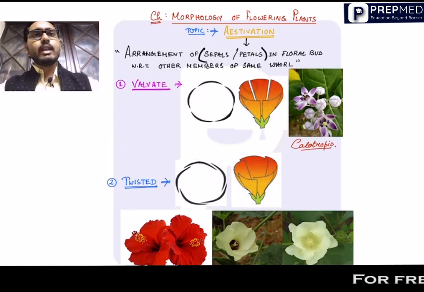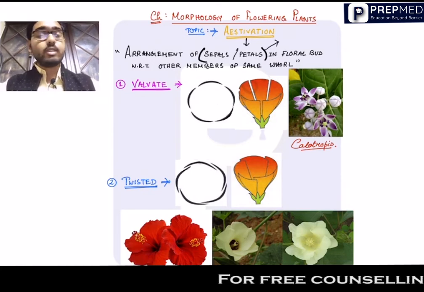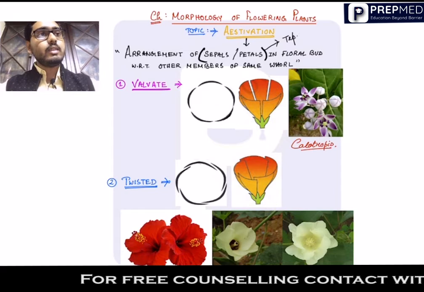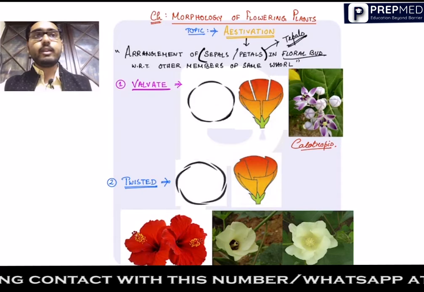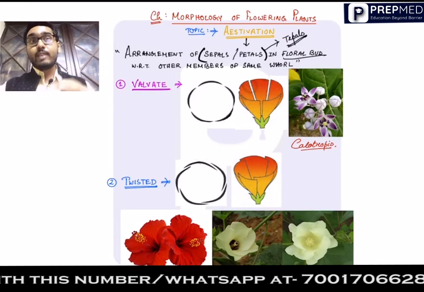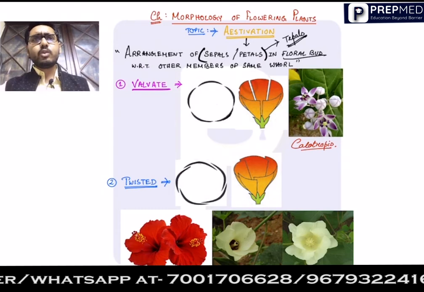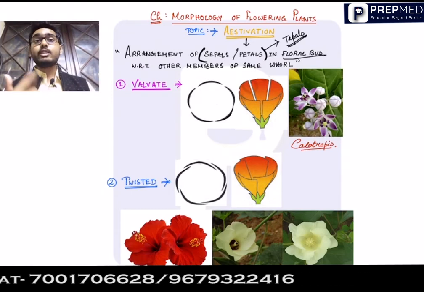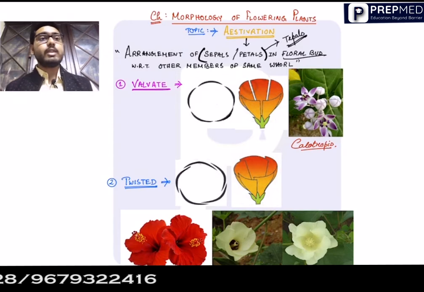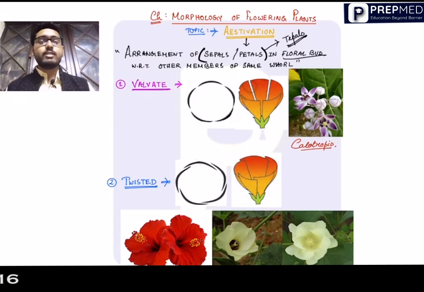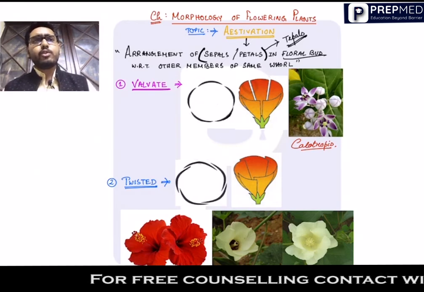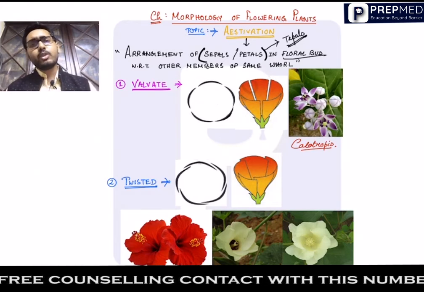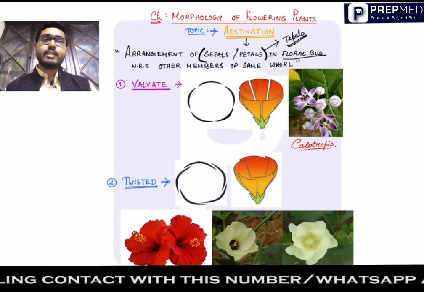Next, according to the definition, it's not only sepals and petals. It can also be tepals, T-E-P-A-L-S, in a floral bud with respect to other members of the same whorl. Just for revision, what are the four whorls? They are calyx, corolla, androecium and gynoecium. But here we are only talking about the outer two whorls, sepals and petals, which are units of calyx and corolla. According to the NCERT book, there are only four estivations: valvate, twisted, imbricate and vexillary.